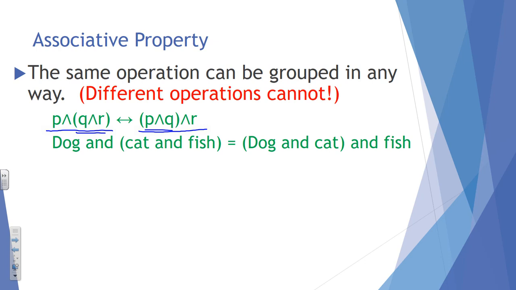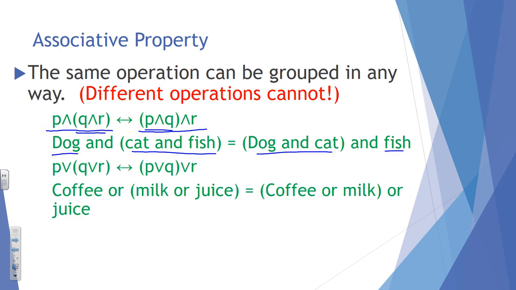That's like saying you have a dog and you have a cat and a fish. That's exactly the same as saying you have a dog and a cat and you have a fish. It doesn't matter which two of the three you group together. The logic statements are equivalent. The associative property is also true for disjunctions. (P or Q) or R is the same as P or (Q or R). Another way to think about that is if you are offered coffee or milk or juice, that's the same as being offered coffee or milk or juice.